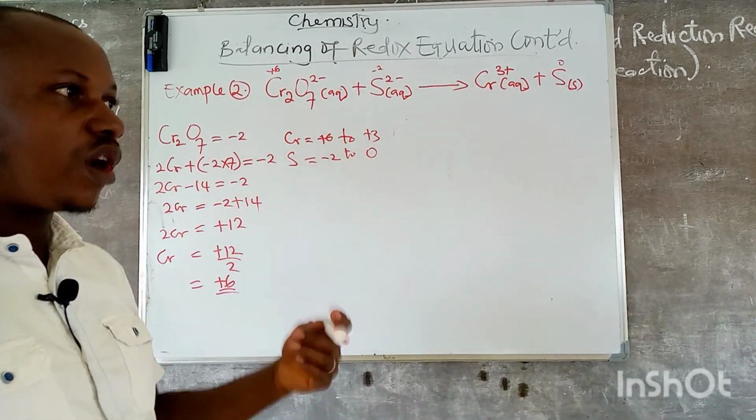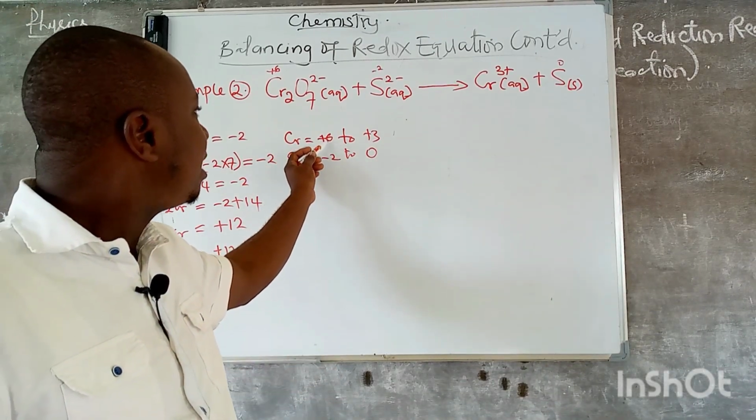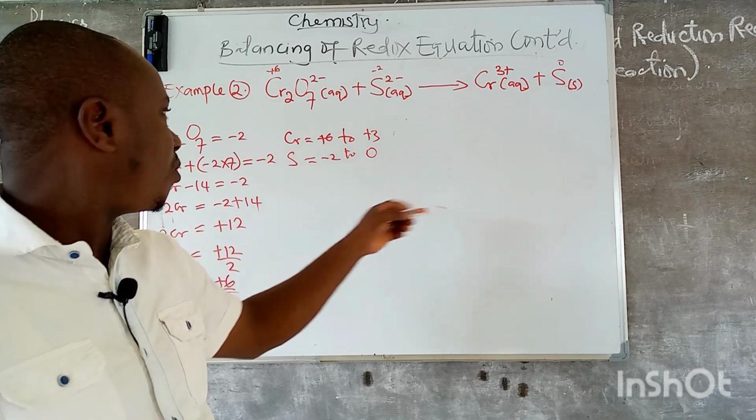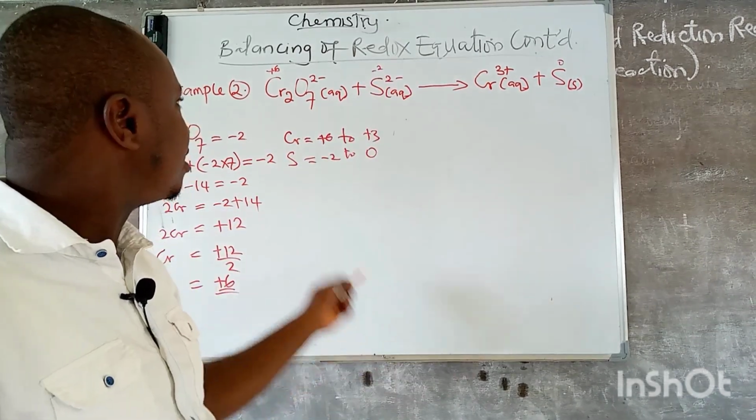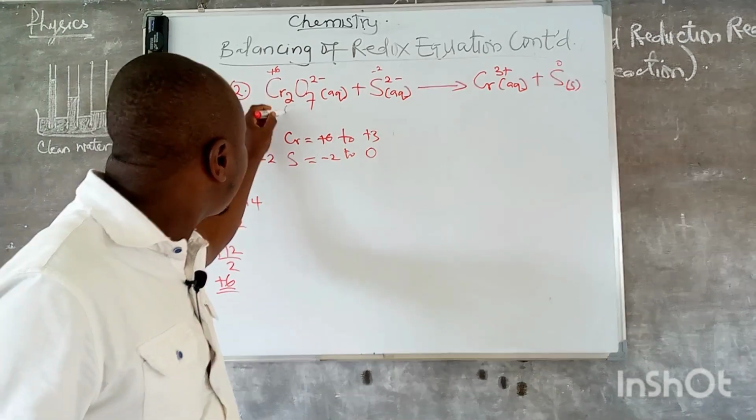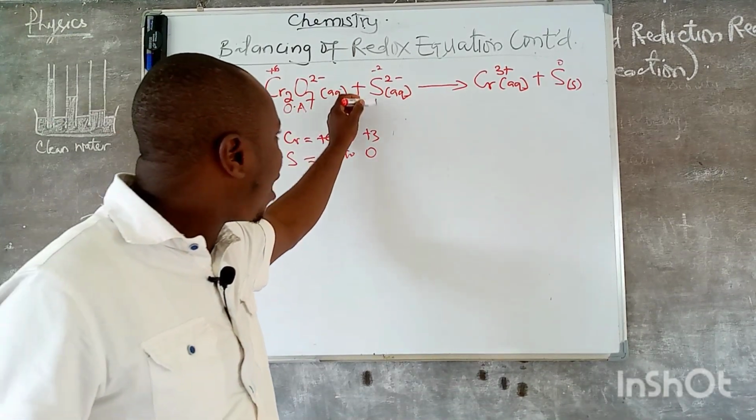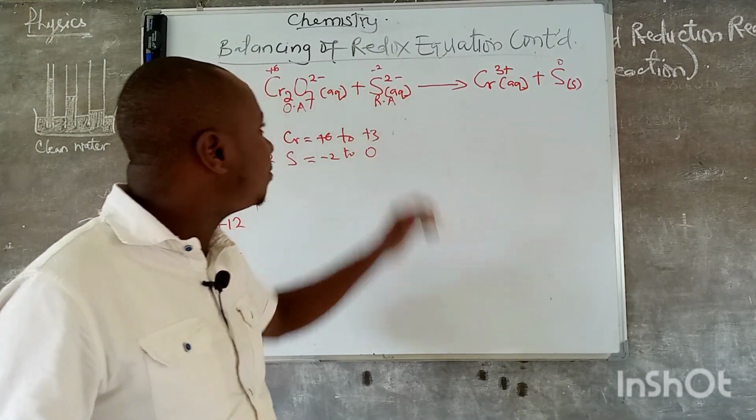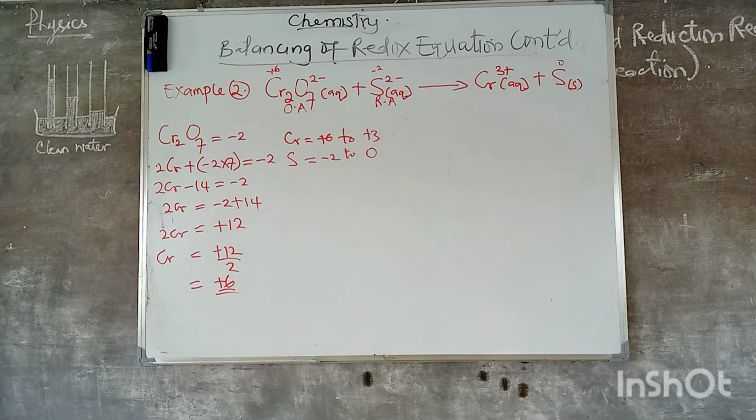So from what we have learned so far, you see that chromium is decreasing in the positive direction, while sulfur is increasing. -2 to 0 is an increase. That is to say that the dichromate ion is the oxidizing agent, while the sulfide ion is the reducing agent. That is the first step. We have now identified the oxidizing agent and the reducing agent.